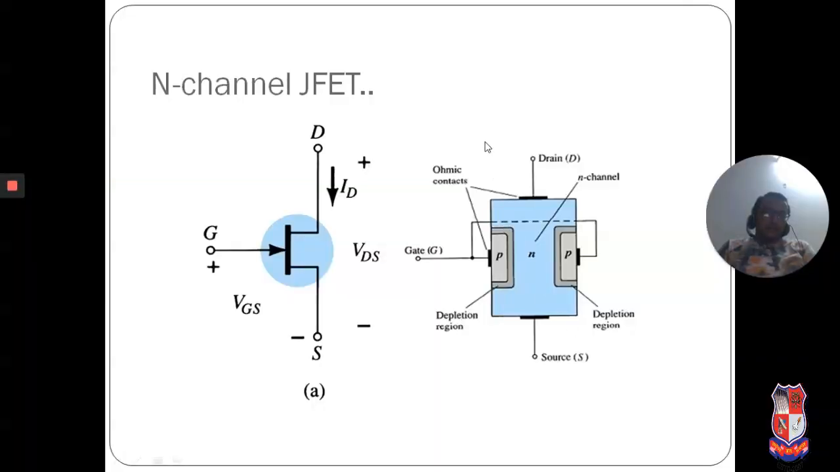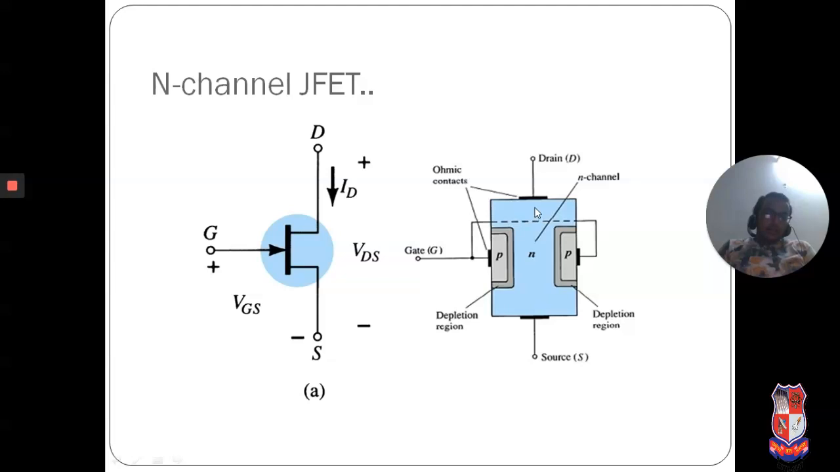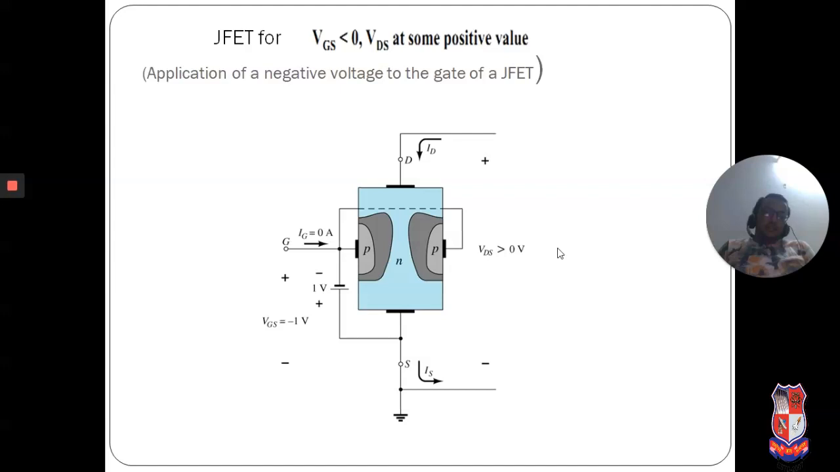See this in depth way. It is known as N terminal. It is known as N. So one depletion region can be created here. This is known as first depletion region. This is known as second depletion region. Based on the first and second depletion region, we have explained the characteristics of JFET.